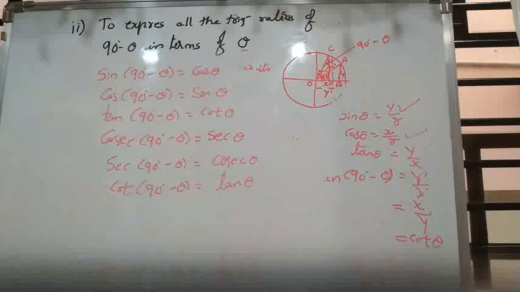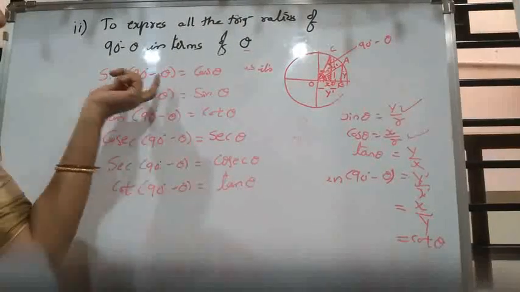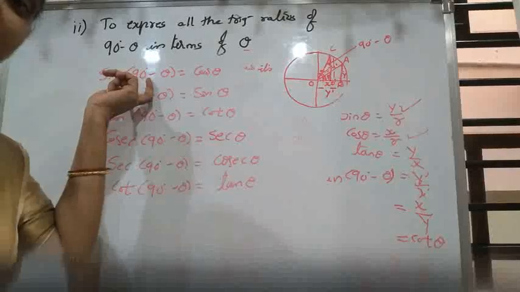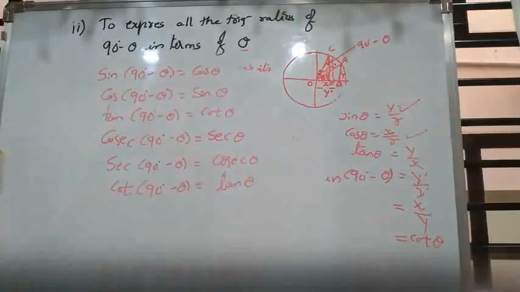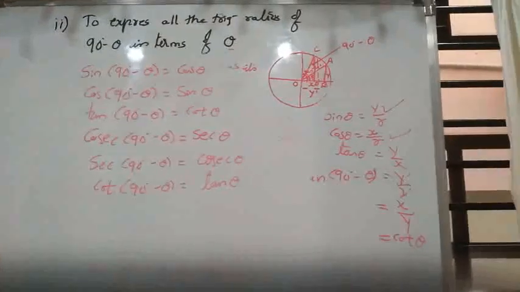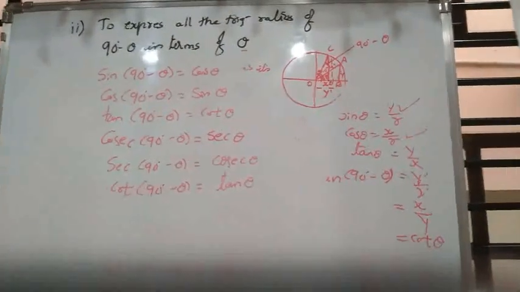So, this is how we express all the trigonometric ratios for 90 minus theta in terms of theta. Okay, I hope you have understood. In the next video, we shall see how to express all the trigonometric ratios of 90 plus theta.